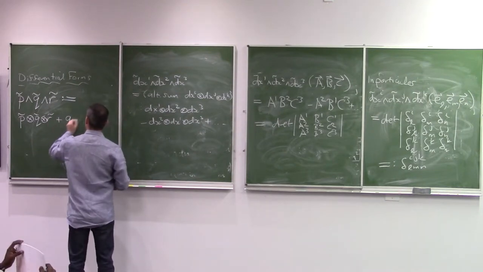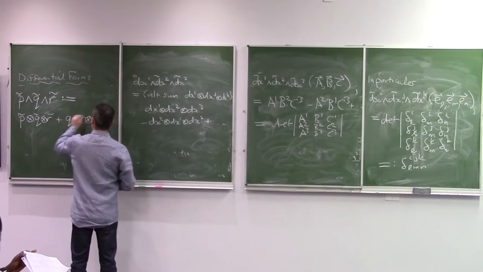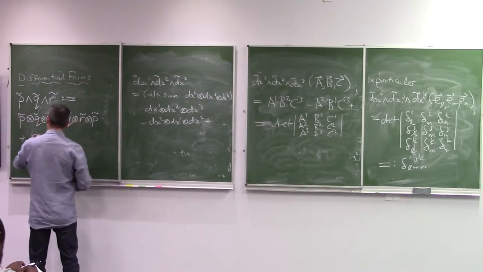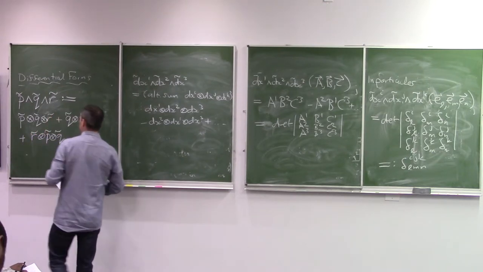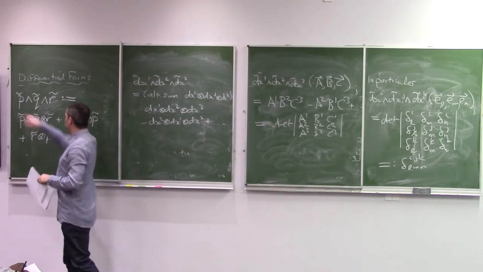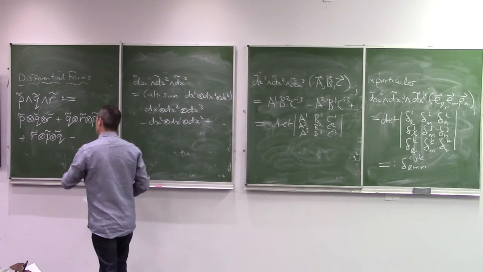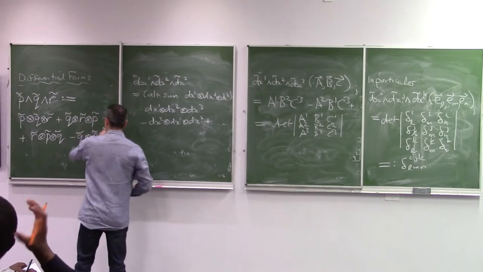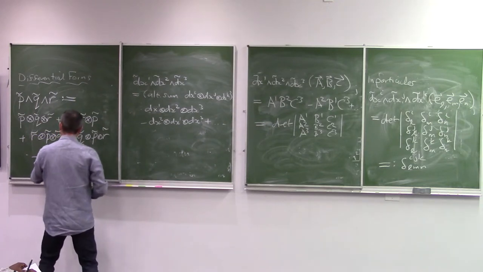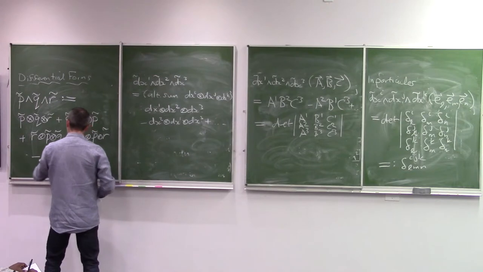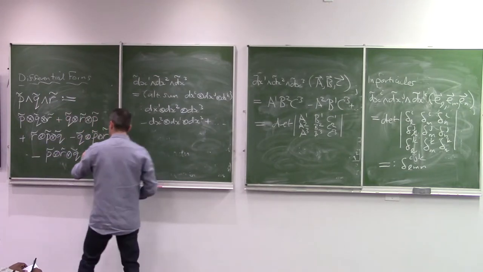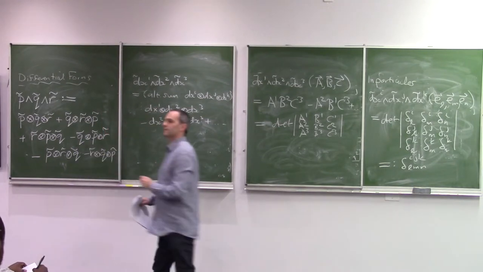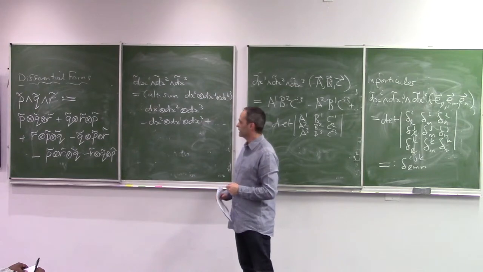Plus Q R P. Plus R P Q. Okay, so those are all the even permutations of P Q R. And now let's write the odd permutations. So Q P R. Minus P R Q. Minus R Q P. Okay, and that defines for us the wedge product of any three one forms as the alternating sum of tensor products.